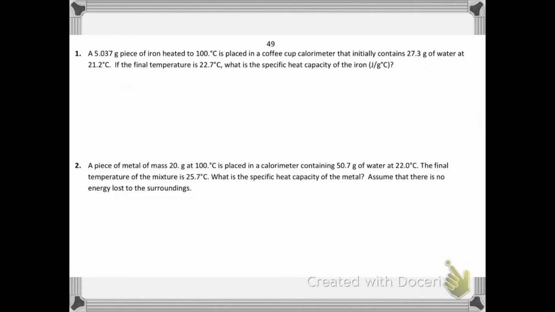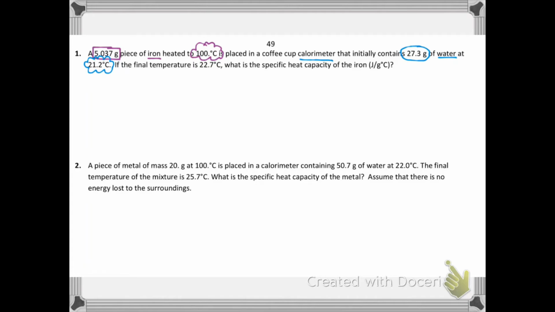All right, so we are taking a 5.037 gram piece of iron. Very specific, I know, and we heated it up to 100 degrees Celsius. And then we put it into a coffee cup calorimeter. Now the coffee cup calorimeter originally contains 27.3 grams of water. Remember, calorimeters, we need a water bath. And that water is originally at 21.2 degrees Celsius.